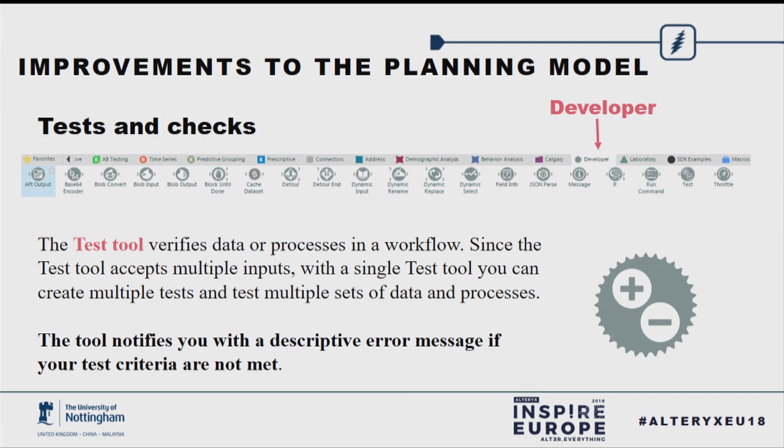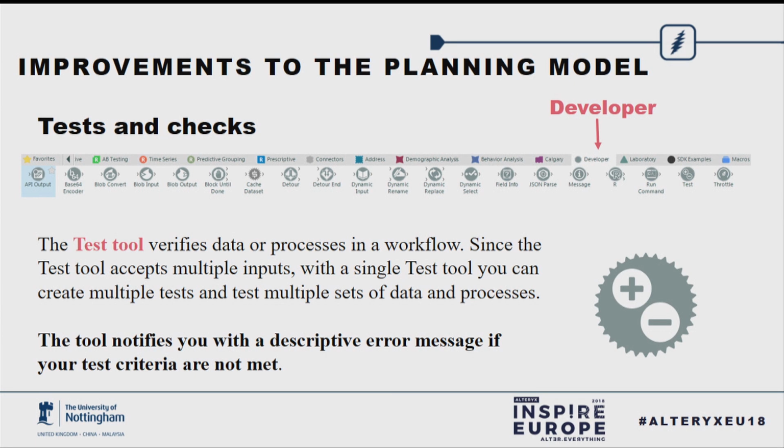And finally, what we're trying to do is add some more tests and checks. So James mentioned that we already do a few checks in the process, but we can add even more into the process. So one tool that I found is a test tool. I don't know whether you've heard of this one before, but it's kind of hidden away in the developer tab. But this is a really useful tool because it gives you an error message if one of the conditions in your test criteria is not met.